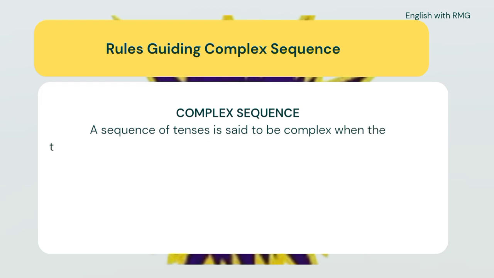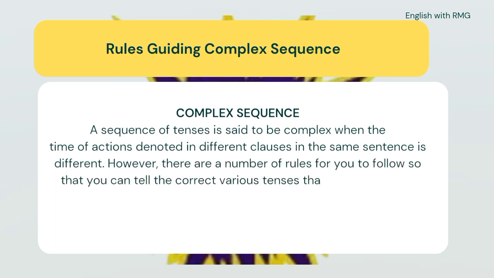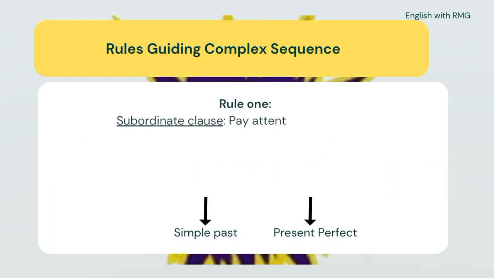So first, what is a complex sequence? A sequence of tenses is said to be complex when the time of actions denoted in different clauses in the same sentence is different. However, there are a number of rules for you to follow so that you can tell the correct tenses that suit each of the clauses. What do I mean by that? When we have a sentence, it's still one sentence, but there are two or more clauses, and these clauses are denoting different times of action. Then we say that this sequence is a complex sequence.